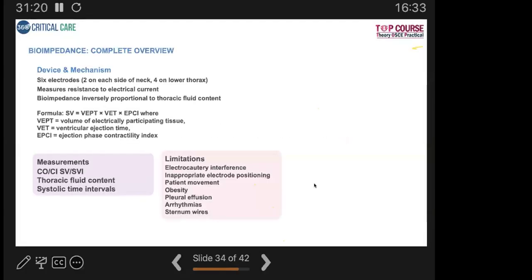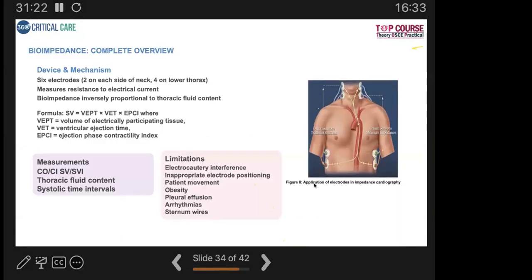Coming on to non-invasive methods. The common non-invasive methods are bioimpedance, bioreactance, and NICO. We'll discuss bioimpedance first, where 6 electrodes are placed, 2 on each side of the neck and 4 on the lower thorax, which measures the resistance to the electrical current. And the bioimpedance is inversely proportional to the thoracic fluid content.